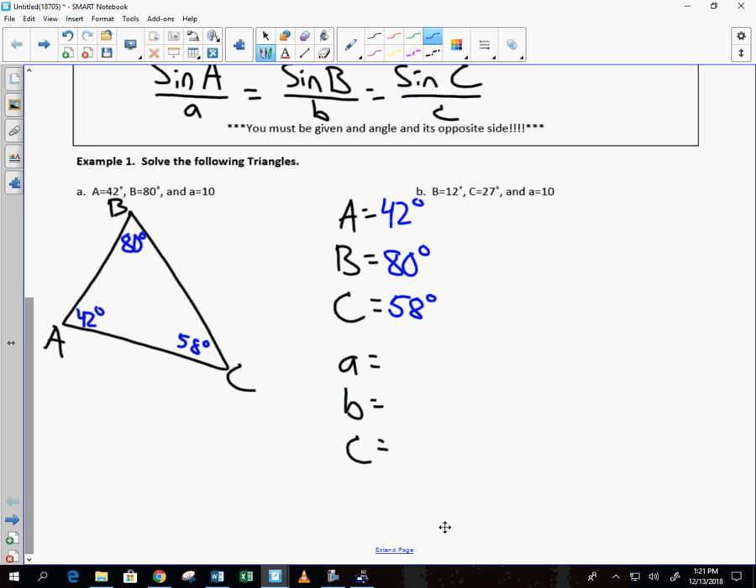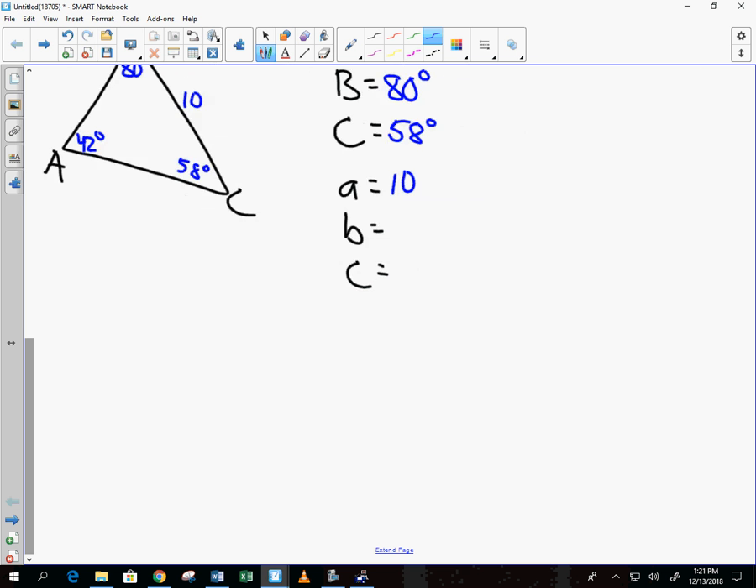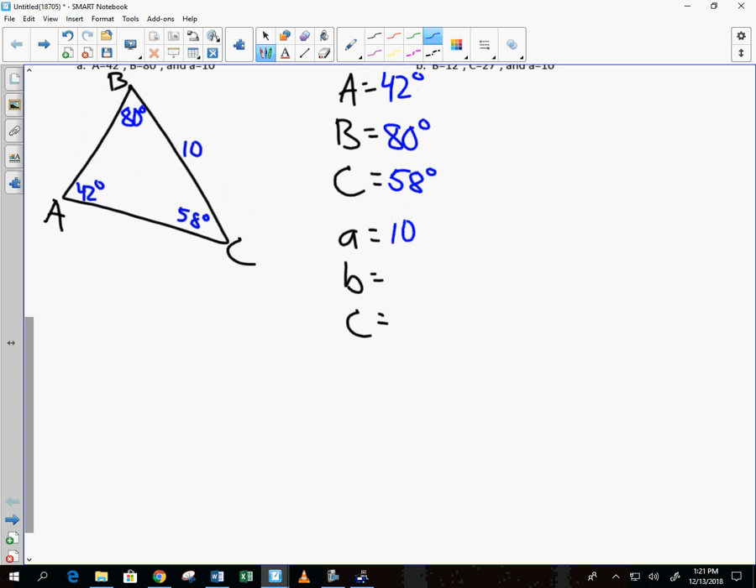What else do I know? Side A is 10. So all I have to find are sides B and side C. It's not a right triangle, so I can't use SOHCAHTOA. Instead, I use the law of sines. You have to have an angle and its opposite side. The sine of 42 divided by 10 is equal to, would you like to find B or C? It's up to you. B? Fine, we'll do B. So it'll be the sine of 80 divided by B.